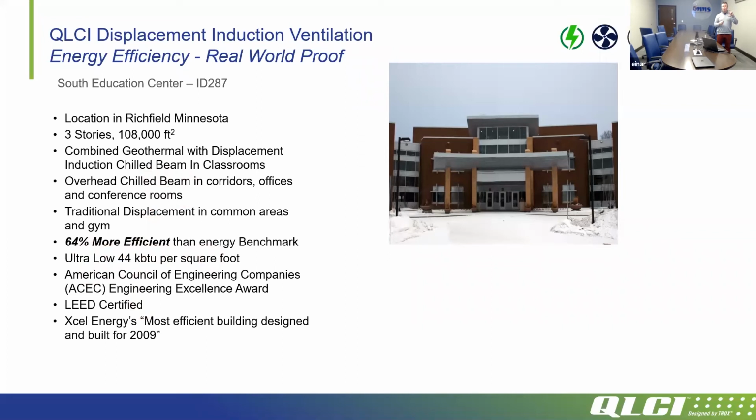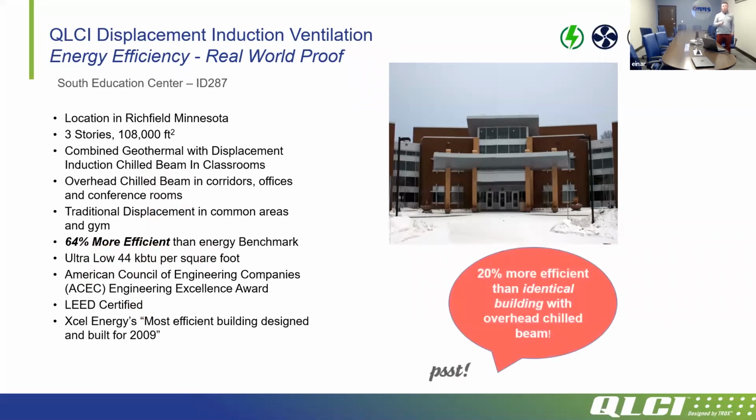They actually went from displacement systems to overhead chilled beams, which are very similar, but because they went from displacement to overhead, a mixed air system, they actually lost 20 percentage points, which is a huge deal to the people that are paying the bills.